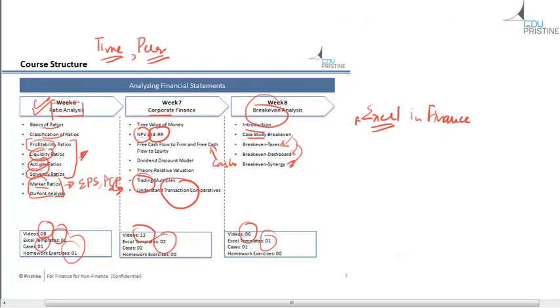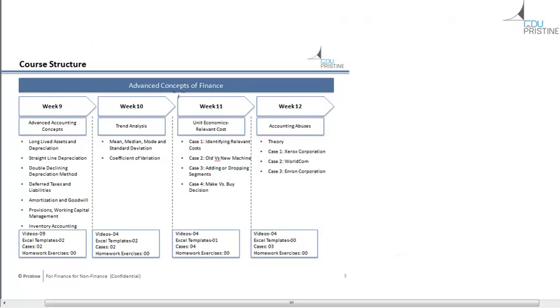Now, once you've understood the analysis of financial statements, we'll come to some of the advanced concepts in finance. For example, advanced accounting concepts like long-lived assets and depreciation. Within depreciation, we'll understand mechanisms like the straight line method, the double declining method, and deferred taxes. We'll also understand what amortization, goodwill and working capital are, and how inventory is managed. Again, this will be covered with video tutorials and hands-on Excel templates that you can work on.